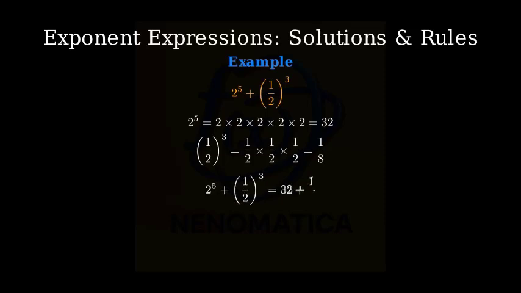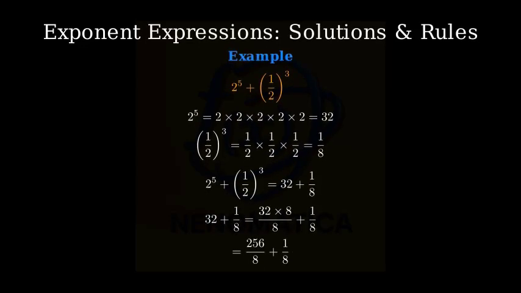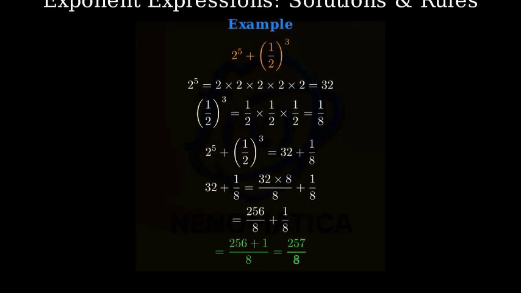Now, we can combine our results to find the sum. We have 32 plus 1/8. To add these terms, we need a common denominator. Let's convert 32 to a fraction with denominator 8. 32 times 8 equals 256. So we have 256 eighths plus 1/8. Adding these fractions gives us 257 eighths.